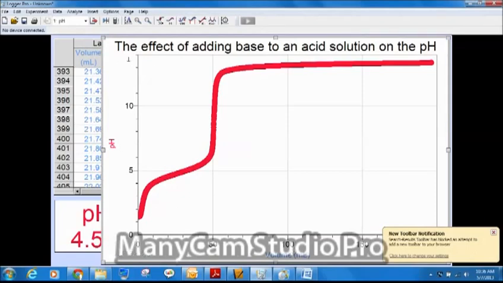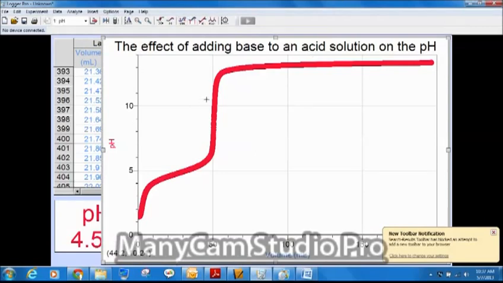So the title should tell you how what's happening with your independent variable is affecting your dependent variable. Okay, so I have here the effect of adding base to an acid solution on the pH. Now, you may have the effect of adding, and you'll indicate exactly the formula for the base, okay? And you may say to an unknown acid, okay? Because that's what you're testing, is an unknown acid.